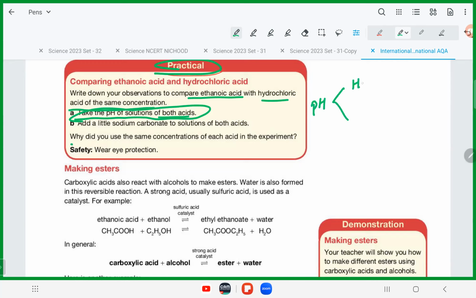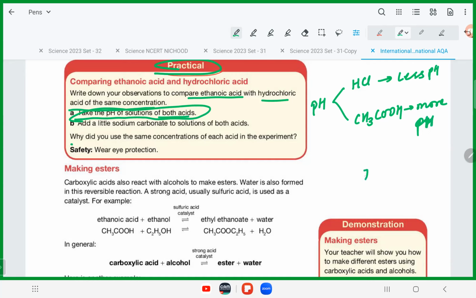One is HCl and the other is ethanoic acid. HCl has less pH. Why? Because it is a strong acid. I thought less would have more. No, that is a concept we should know now.